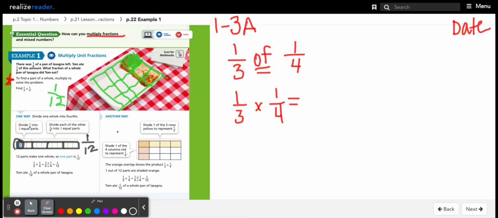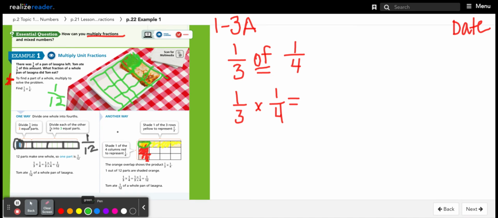And then this another way example is very similar to our image up top with the drawn lasagna. They say to shade one of the 4 columns red to represent 1/4. So that's what they did over here. And then shade one of the 3 rows yellow to represent 1/3. So the overlap area here is our 1/12, 1 out of 12 total.